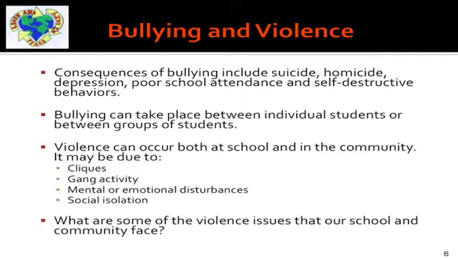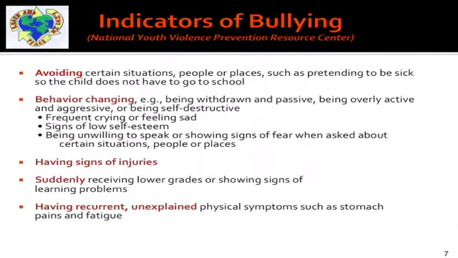When you think about our school and community, what are the types of violence that you see? What are the potential causes of this violence? As you can see, the indicators of bullying are similar to some of the indicators we have discussed in previous modules: avoiding certain people or places, changes in behavior, sudden change in grade, and recurring physical symptoms. Making timely referrals can address a host of potential problems students have.